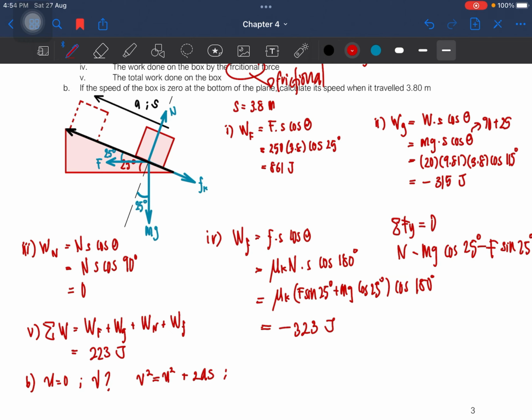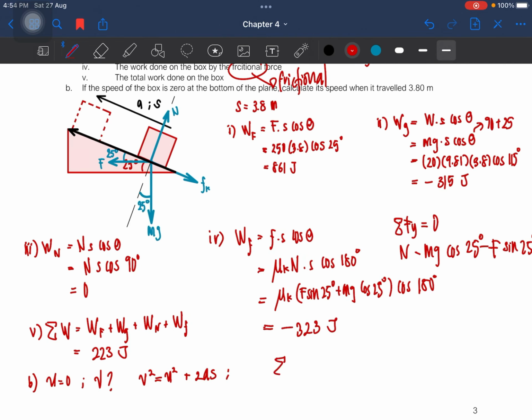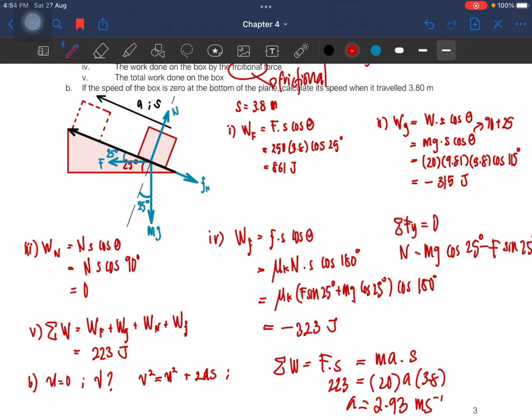Now we can calculate the acceleration. How do we calculate it? We will use total work done equal to F s. From here we know force is equal to mass times acceleration, times s, which is the displacement. The total work done we got earlier is 223, equal to the mass of the block, which is 20, times acceleration, which is what we are looking for, times s, which is 3.8. So we get acceleration equal to 2.93 meter per second squared.